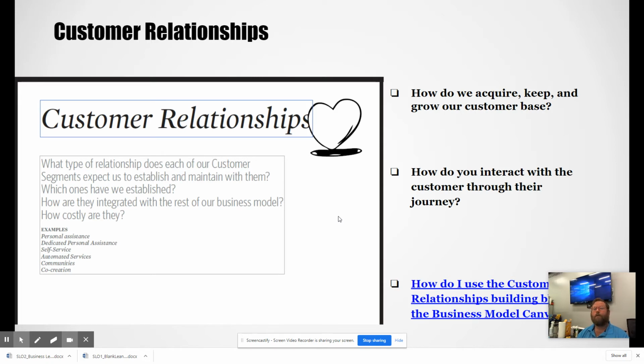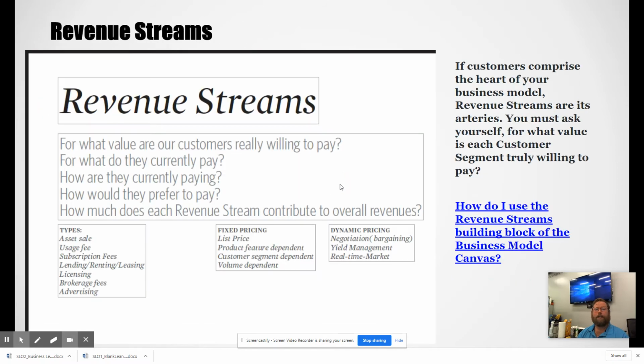We know this. Relationships build the strength of connectivity. They build up the ability for us to maintain customers.